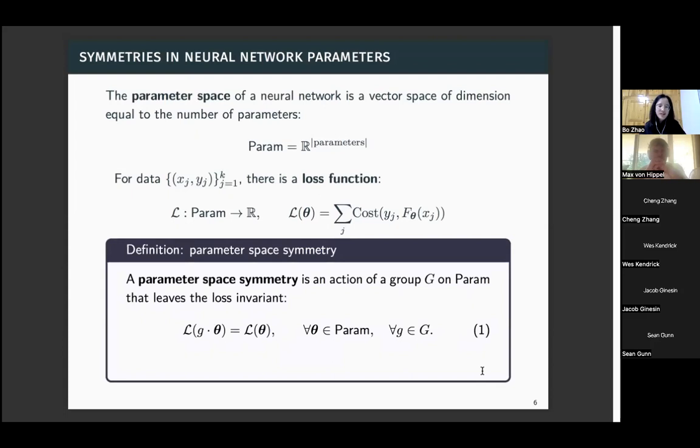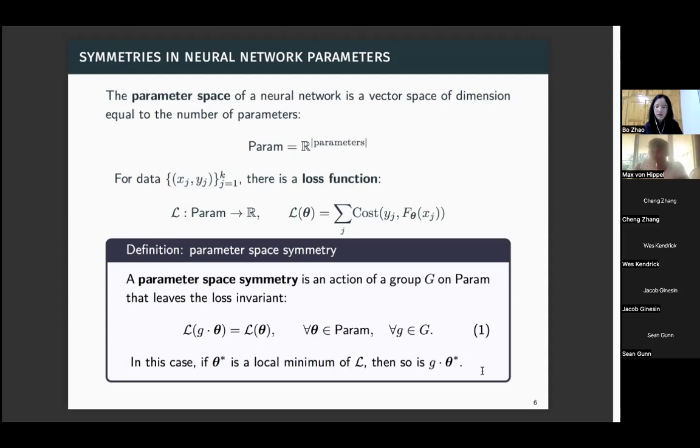And parameter space symmetry is an action of a group on the parameter space that leaves the loss invariant. In other words, if we have a point in the parameter space called theta, then if we transform theta by a group element, the loss should not change. We also proved, and I think it's already known, that if theta star is a local minimum, then so is G dot theta star. I think this assumes that the group action is linear. But this gives us a way to construct.